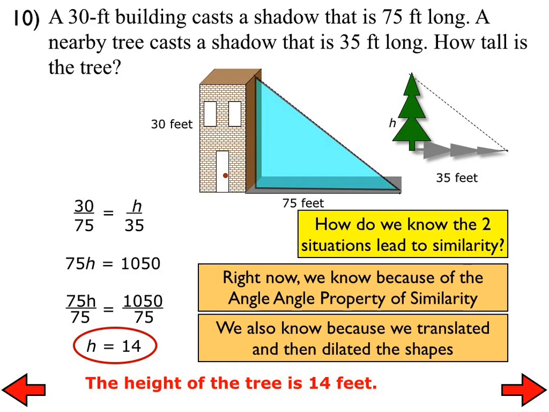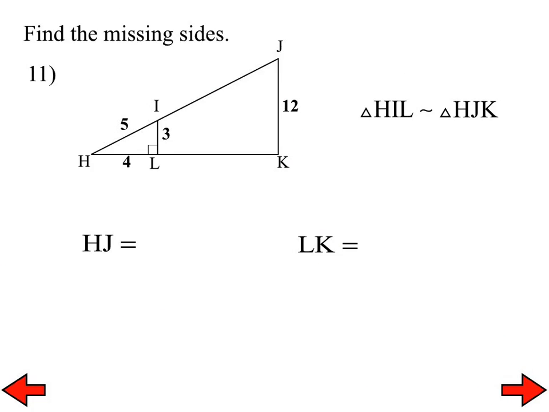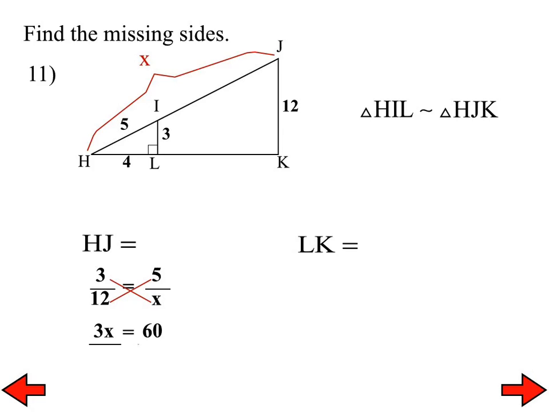All right, last problem for today is number 11. Find the missing sides HJ and LK, and you can work with your shoulder partner on this one. We are trying to find the length of HJ, and then we're trying to find the length of LK. All right, to find HJ, lots of ways of doing that. I'm going to use the idea of a proportional relationship. 3 is to 12 as 5 is to x, and when we solve for the missing side there, we get 20. So that one was correct.